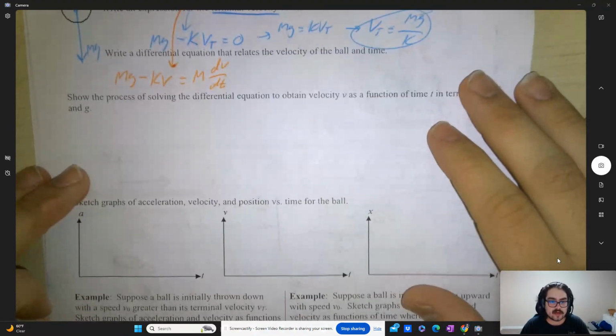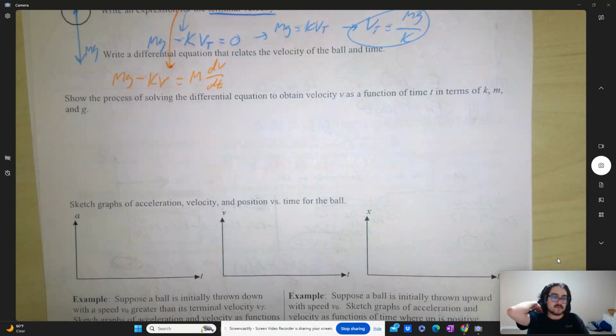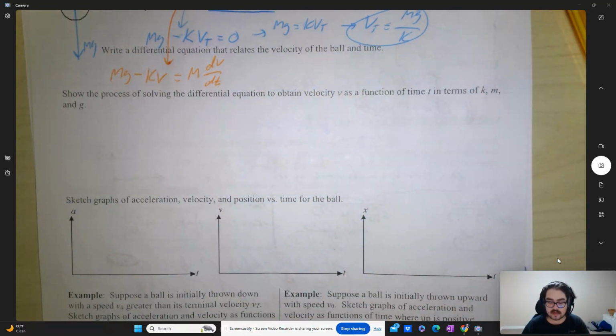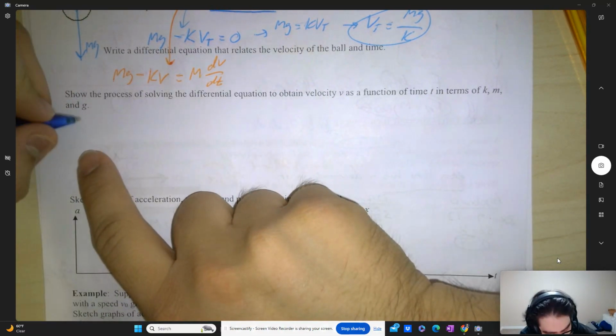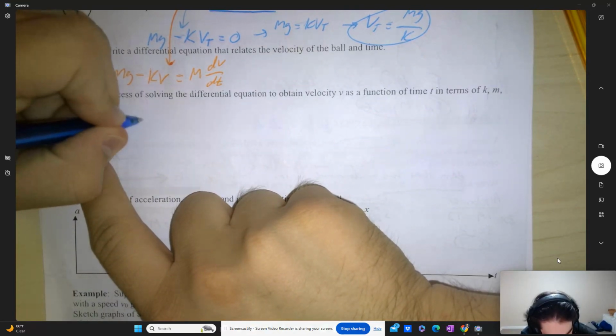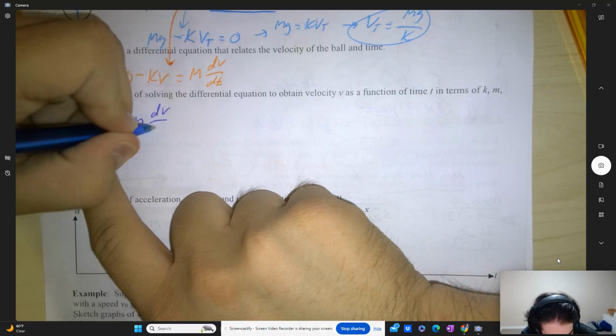So now I'm going to show you how to solve the differential equation. We just got to do the same thing we did last time. The first thing we need to do is separation of variables. So let me show you how to do that. We've got mg minus kv equals m dv over dt.